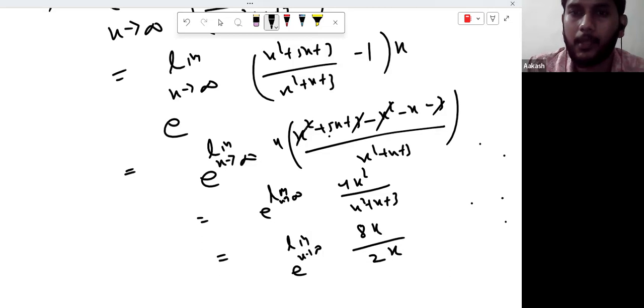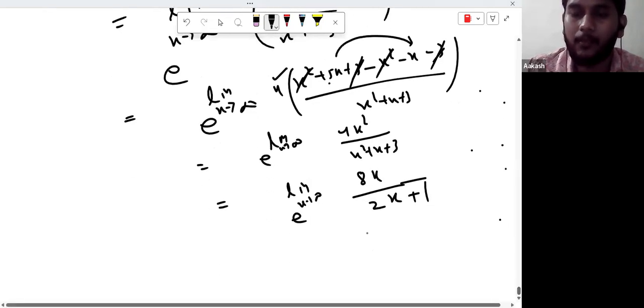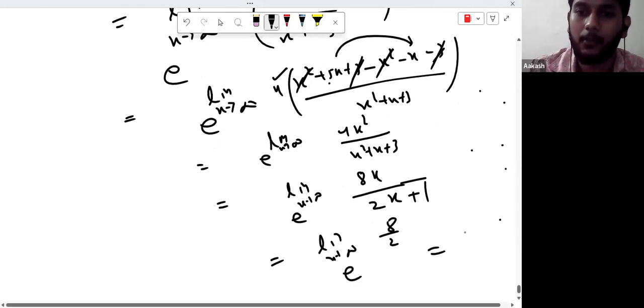So 4x square upon x square plus x plus 3. When you differentiate now, limit tending to infinity, e to the power 8x upon 2x plus 1. Again we can put infinity, and this becomes infinite, so again we differentiate. So limit x tending to infinity, 8 by 2, which is 4. So e to the power 4 is the answer.